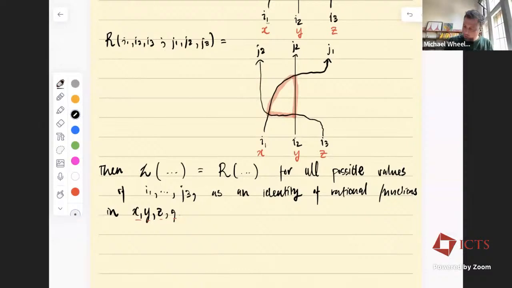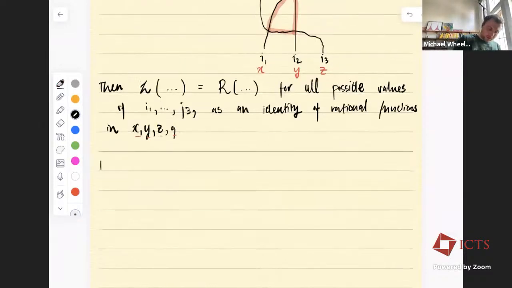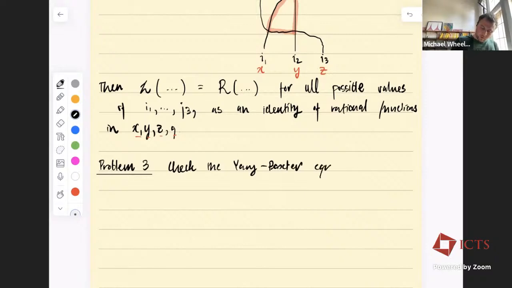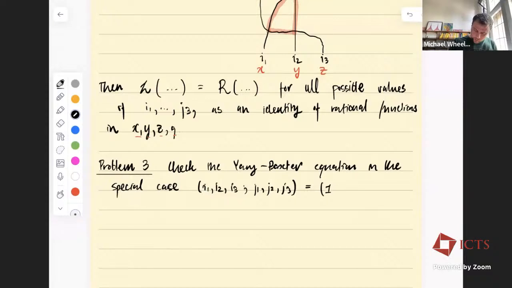Okay, so that's good. So now this is the third problem, which is to check the Yang-Baxter equation in the special case I1, I2, I3, J1, J2, J3 being equal to 1, 1, 0, and then 1, 0, 1.